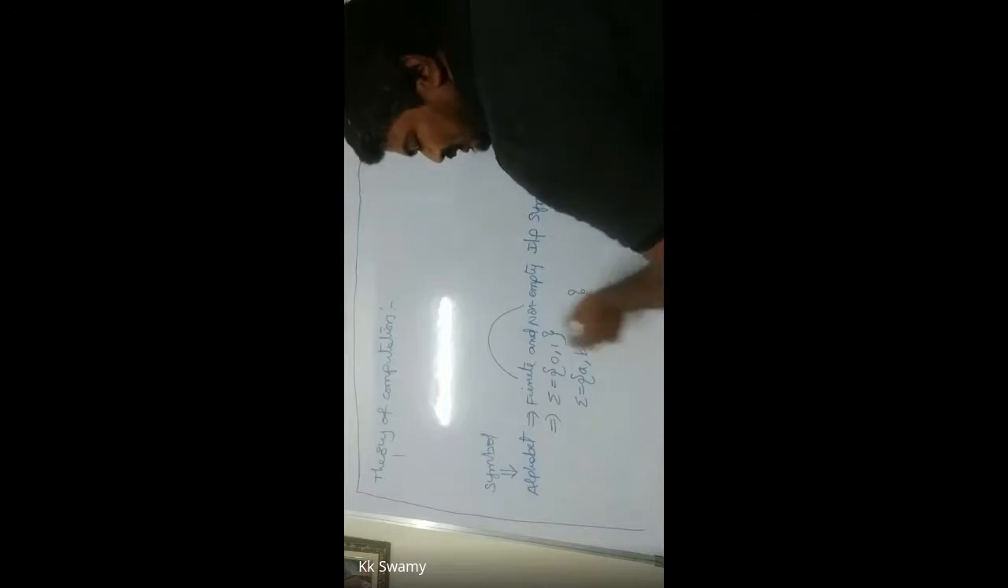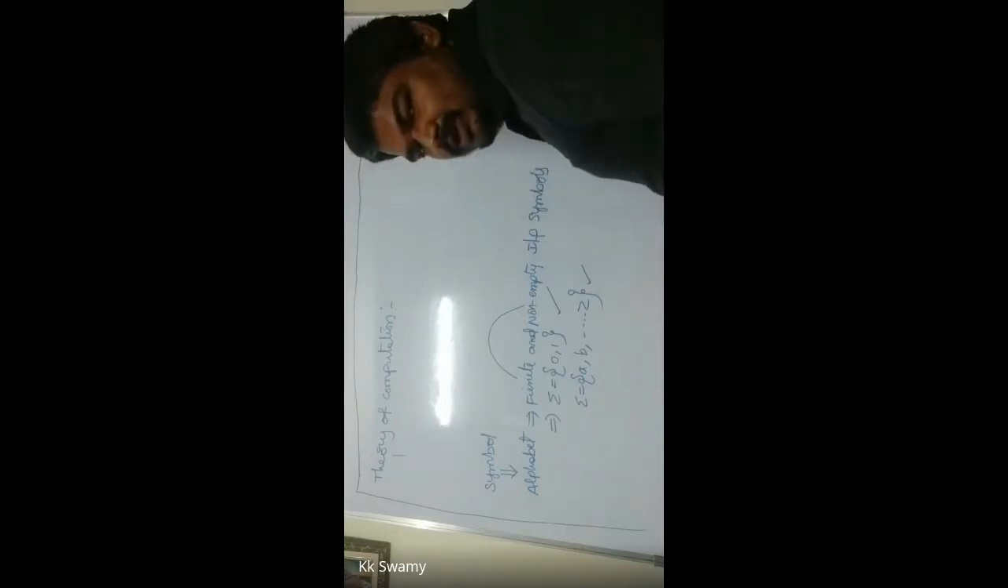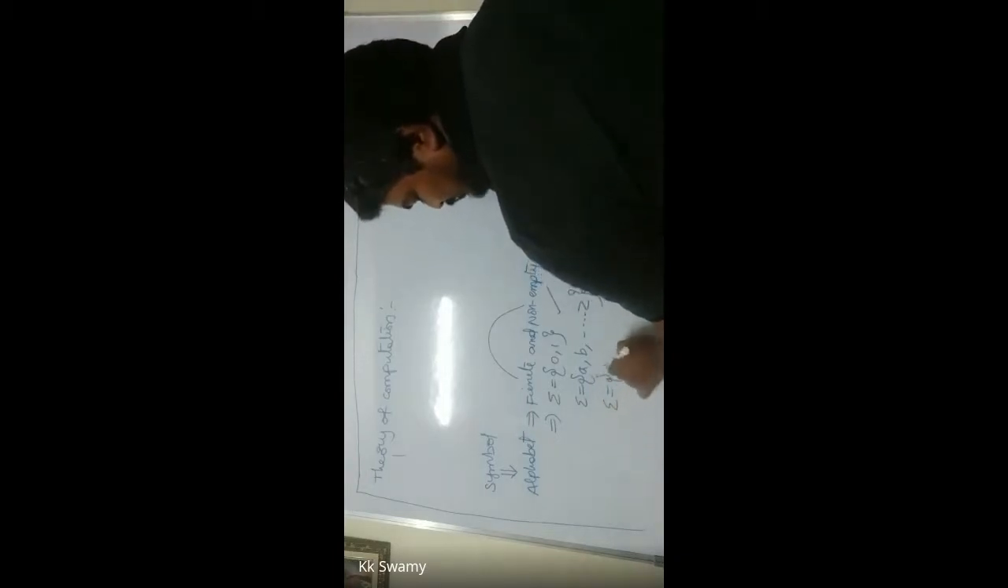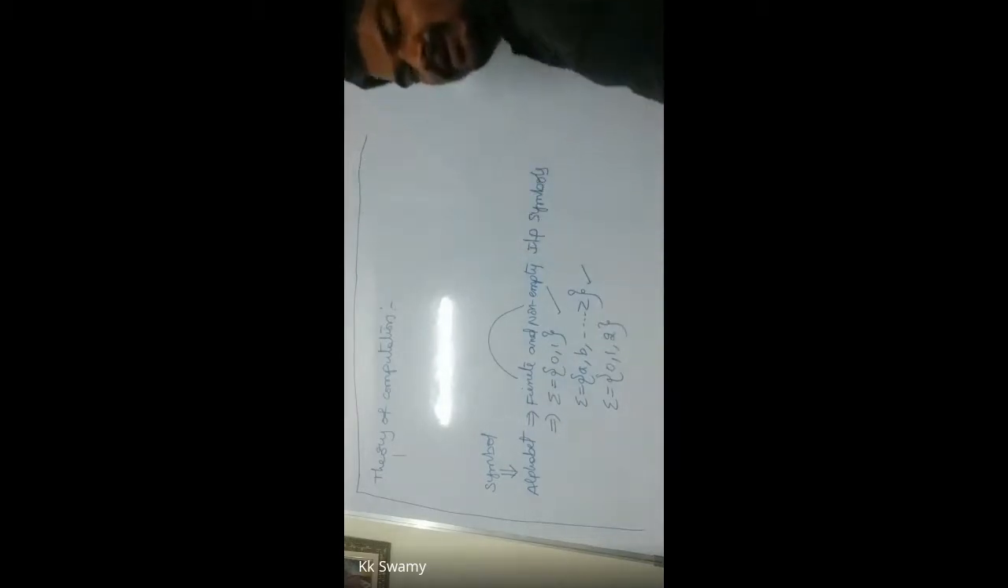The examples are: if you take the binary language, what are the alphabets here? Sigma equals 0, 1. If you take the English language, sigma equals A to Z. And in the ternary language, the alphabets are 0, 1 and 2. Three characters are used in the ternary language.